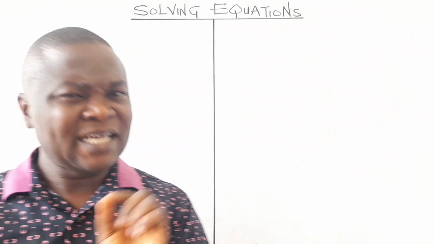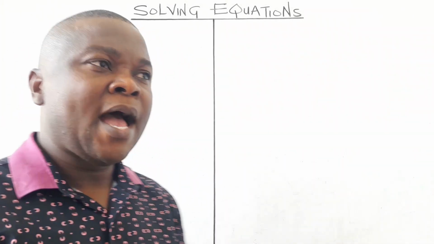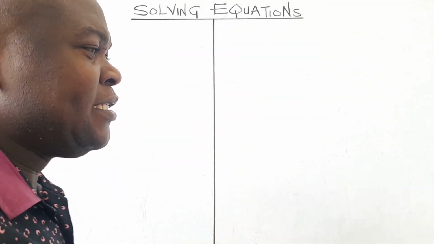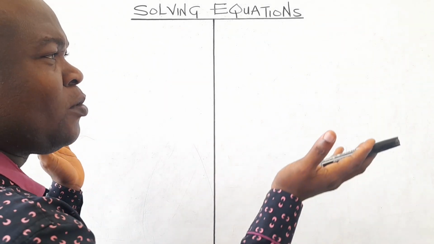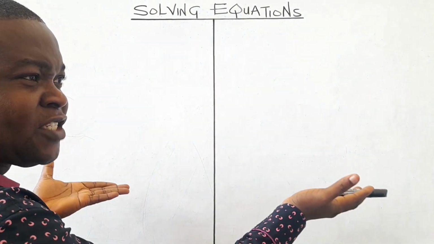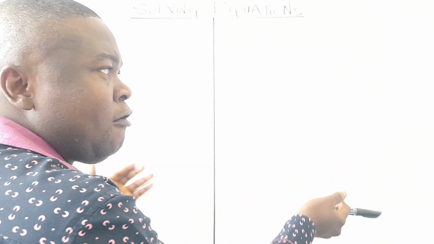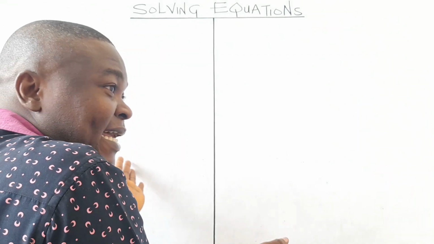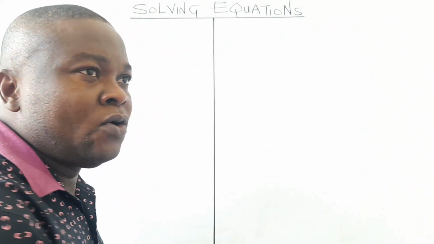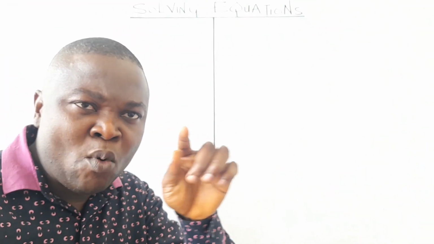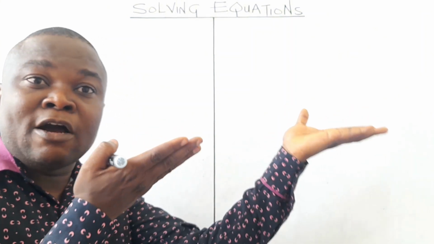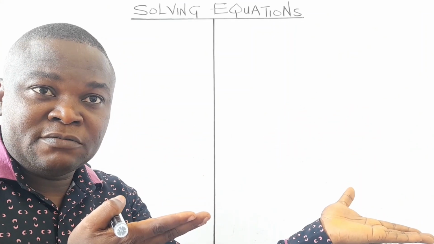In math, what is an equation? An equation is having two mathematical expressions with an equality sign. Having two mathematical expressions or two values, both at the right hand side and at the left hand side, separated by an equality sign, saying that they are of the same value.